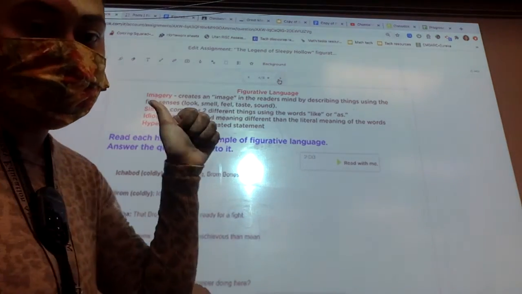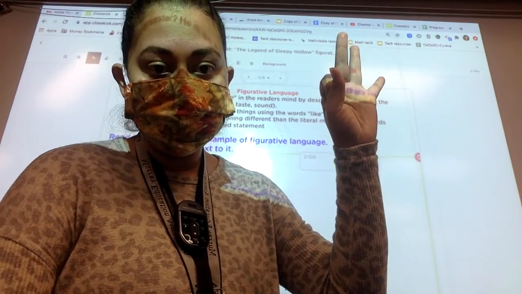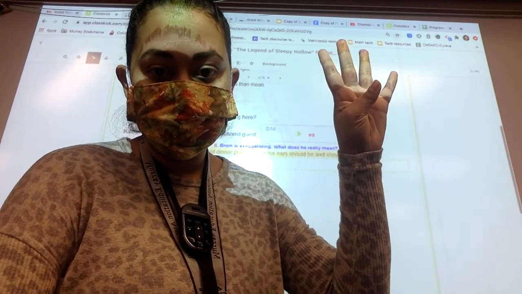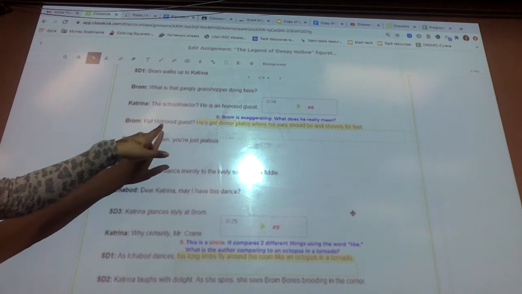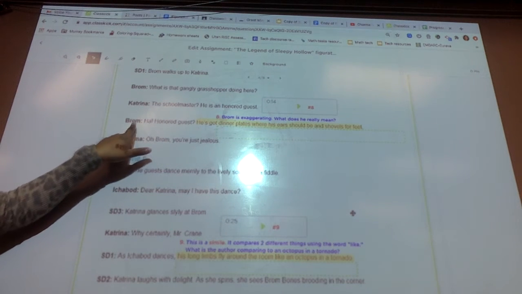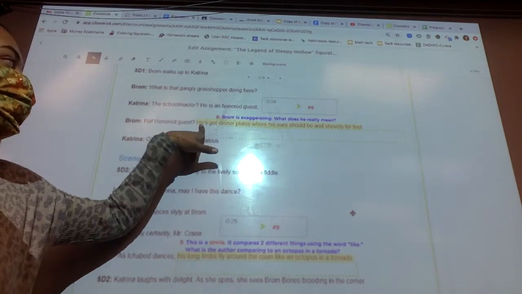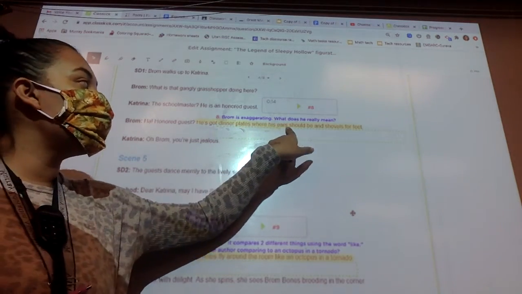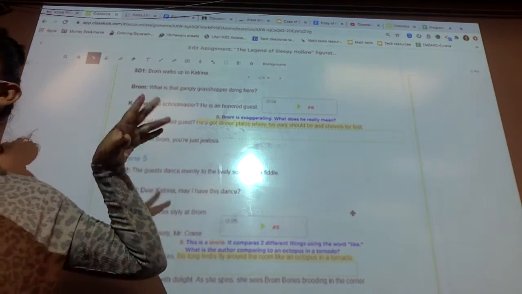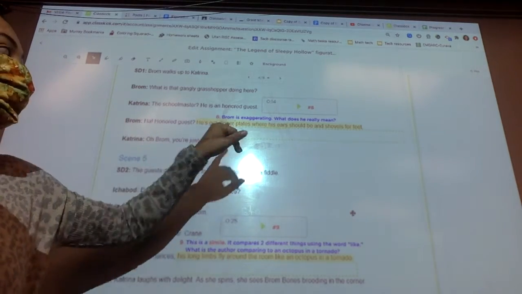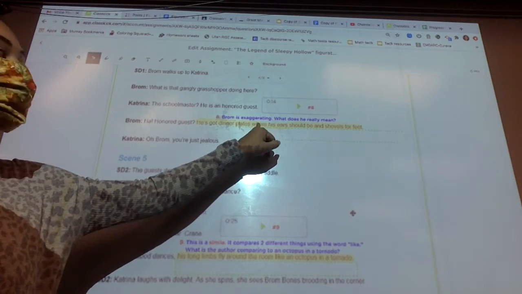So we're looking at imagery, simile, idiom, or hyperbole. Scroll down, page 4. Okay, so Brom, honored guest: "He's got dinner plates where his ears should be and shovels for feet." Does he really have dinner plates on his ears? No. Okay, so Brom is exaggerating.